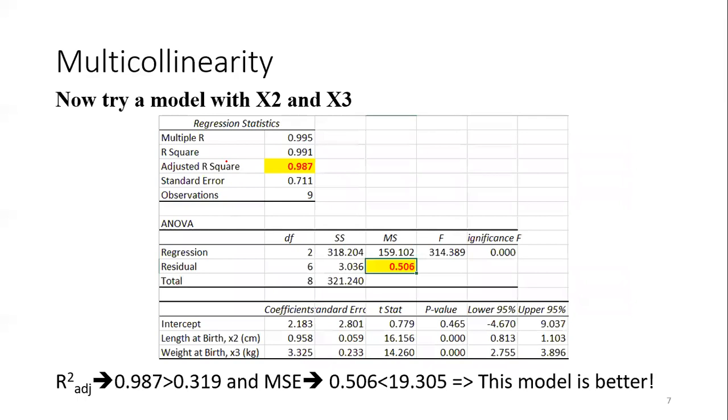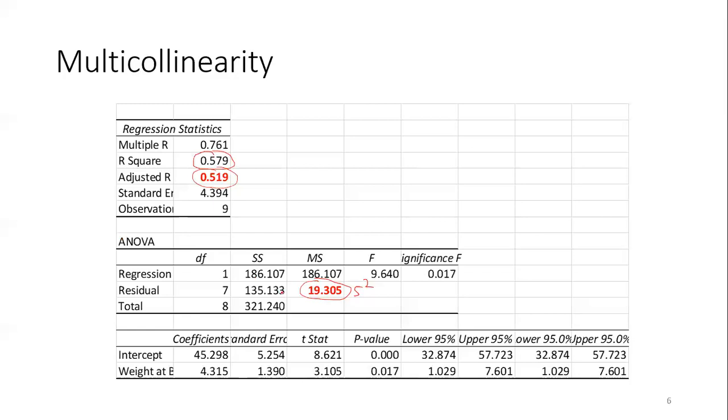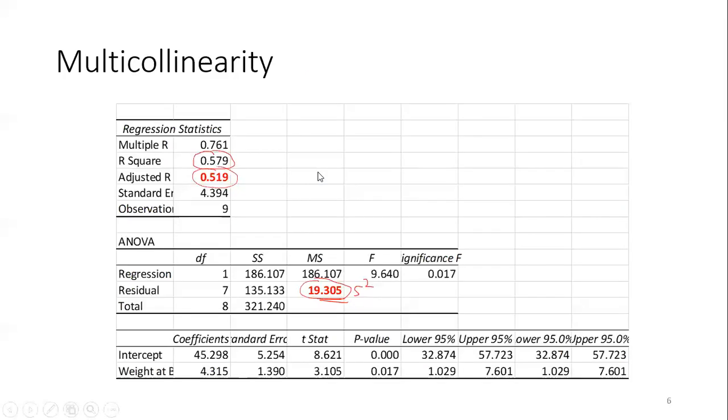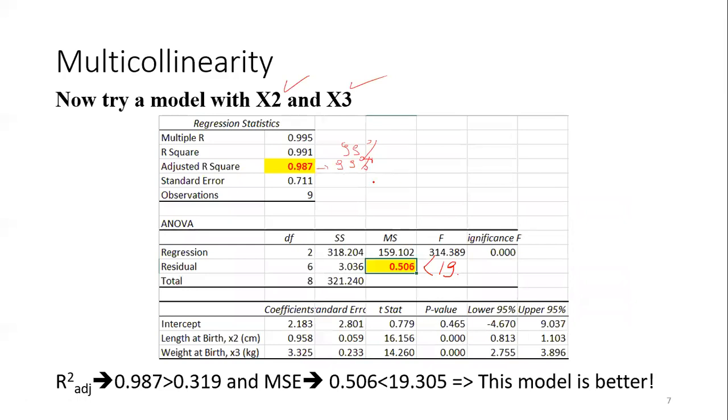Now let's try a model with x2 and x3. When you fit a model with x2 and x3, the adjusted R squared is 0.979, which is almost 99%. The R squared is 99% as well. Its MSE is 0.509, which, when you go back, was 19 here. So this is smaller than 19, and that's almost twice times what?